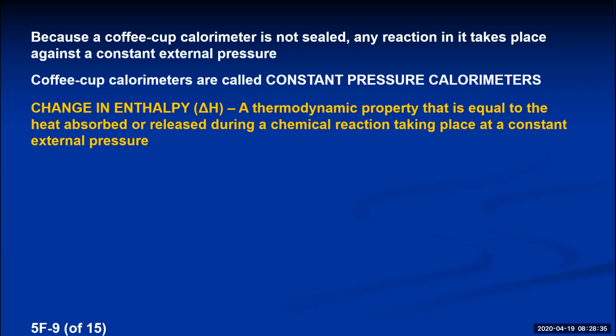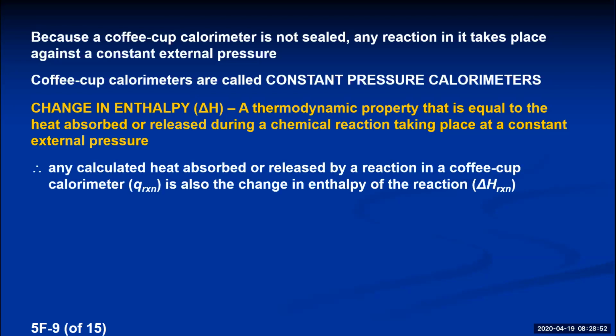So this isn't going to be really significant to you, except for the fact that when you calculate how much heat is given off or absorbed in a chemical reaction, that can either be called the heat gained or lost by the chemical reaction, or it can be called the change in enthalpy of the chemical reaction. They have the exact same meaning. So therefore, any calculated heat absorbed or released by a chemical reaction in the coffee cup calorimeter, which we would abbreviate Q of the reaction, is also the change in enthalpy of the reaction, which is abbreviated delta H of the reaction.